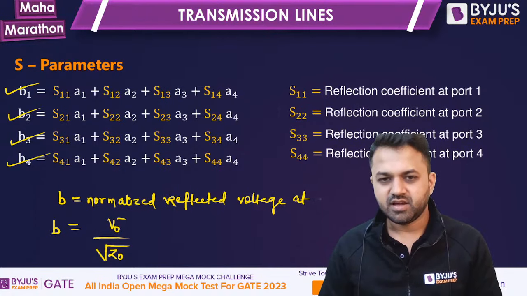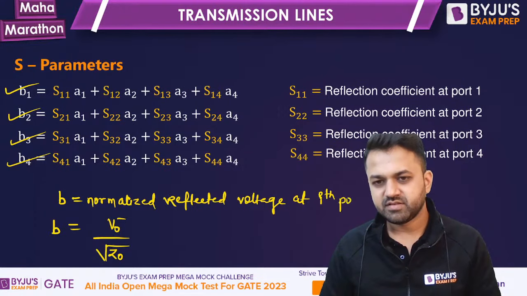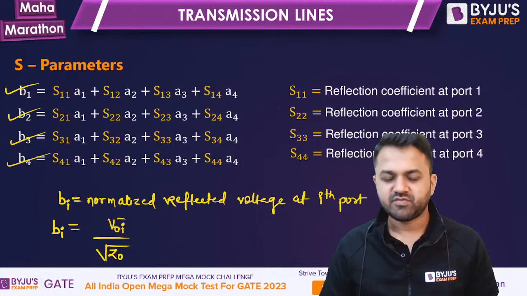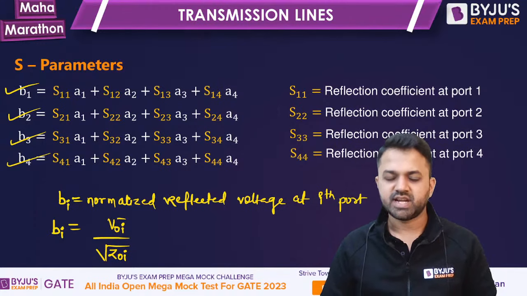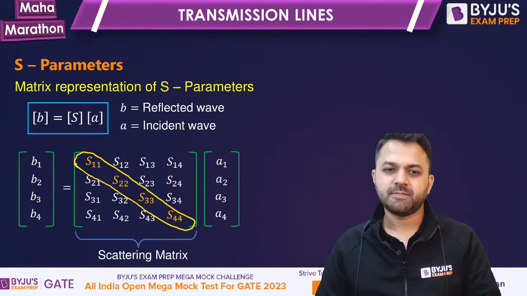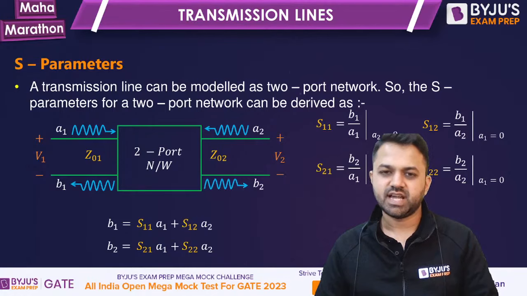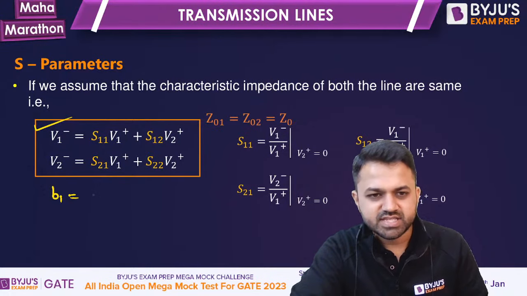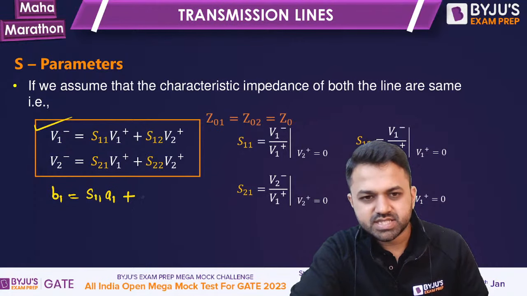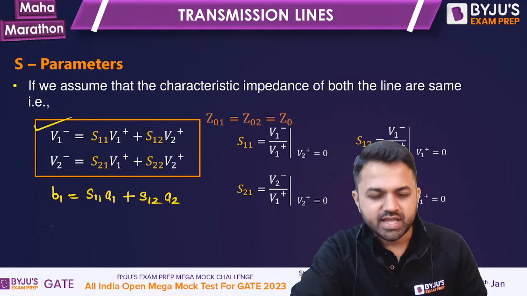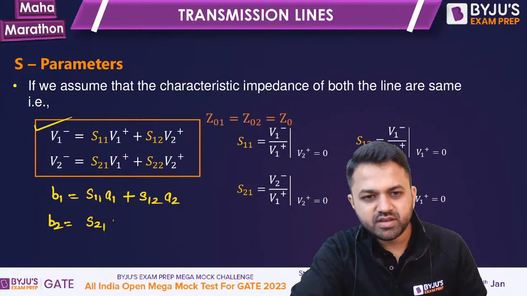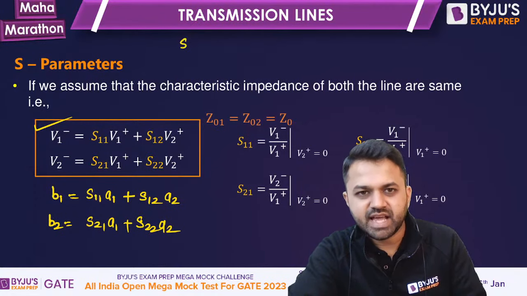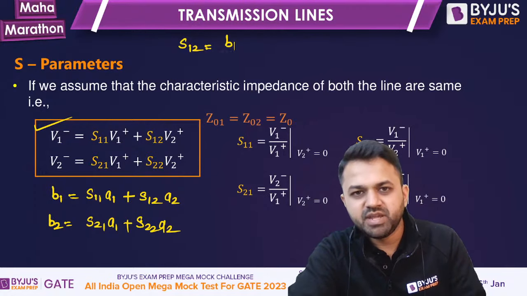Suppose the normalized reflected wave at the ith port, we have written now. So this is Bi. So Bi is V naught i, the reflected wave at the ith port, divided by root over the characteristic impedance at the ith port. So in this way, you can calculate in terms of voltages. Actually, it was B1 is equal to S11A1 plus S12A2, and B2 is S21A1 plus S22A2, right? And suppose I am saying S12, that is nothing but B1 upon A2.